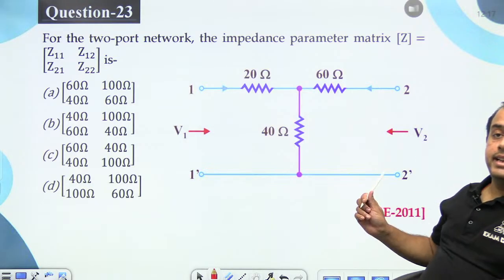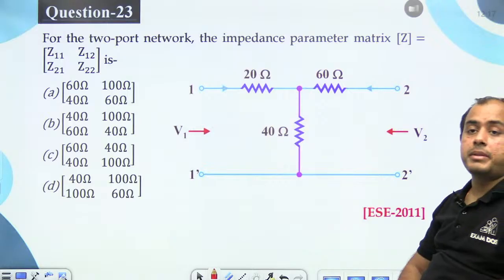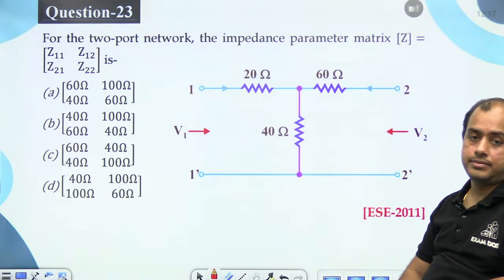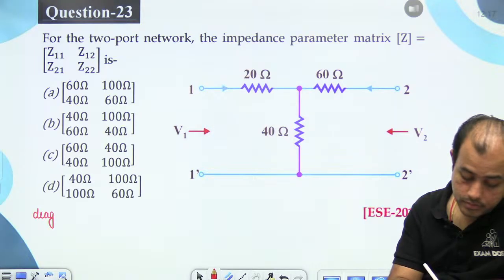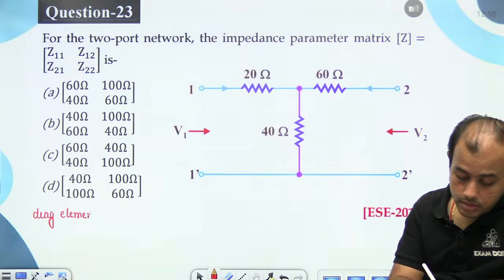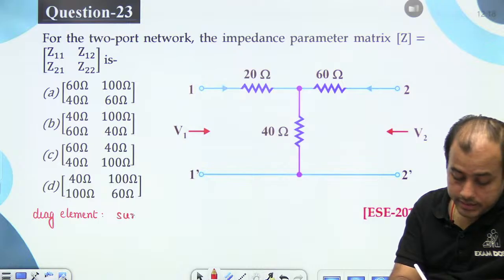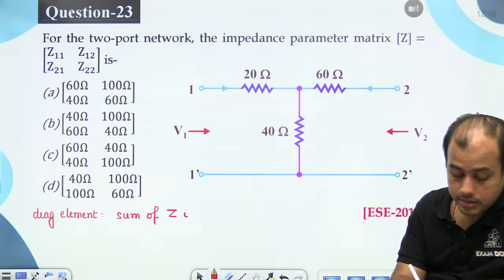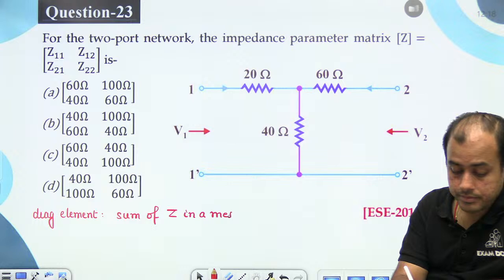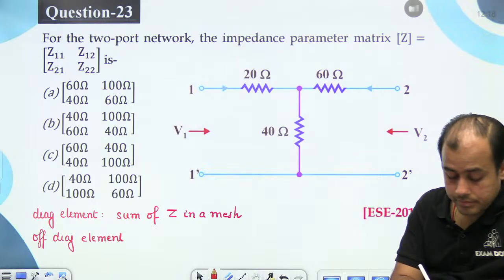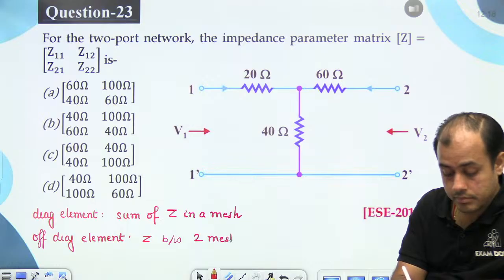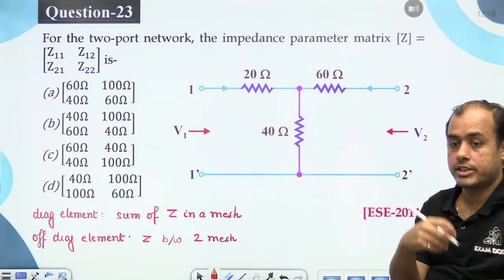Next, beta, very easy. ESE 2011, the Z parameter matrix of the T network. Z parameter matrix. Diagonal element, sum of impedance in a mesh of diagonal element. Off-diagonal element, impedance between two mesh.